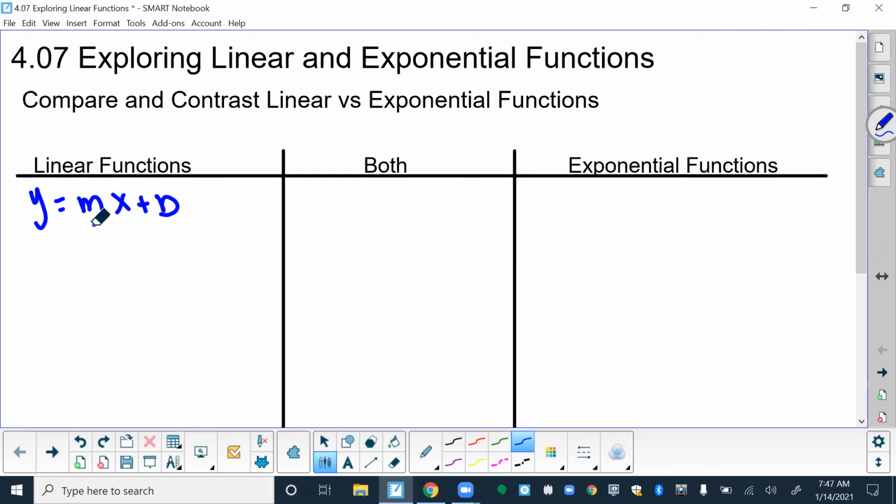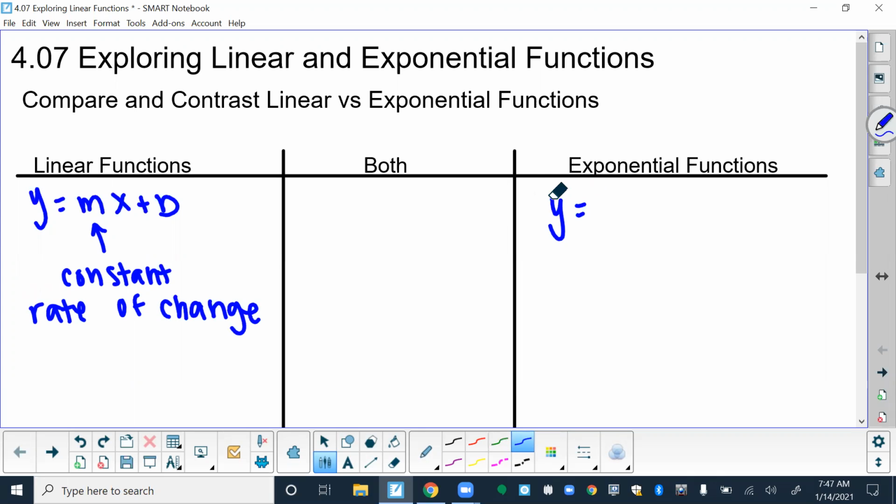So your slope gives you that constant rate of change, versus when we have exponential functions, they have a different equation. It's y equals a times b to the x. And this exponent for the x causes this to have a very fast rate of change.